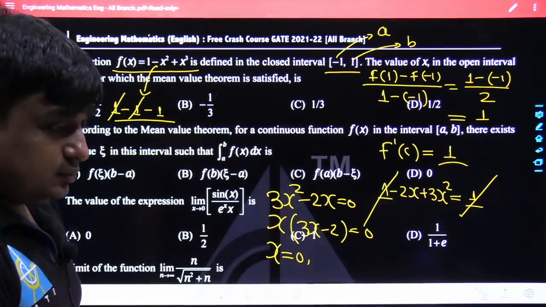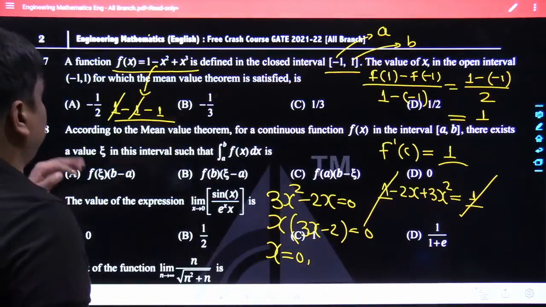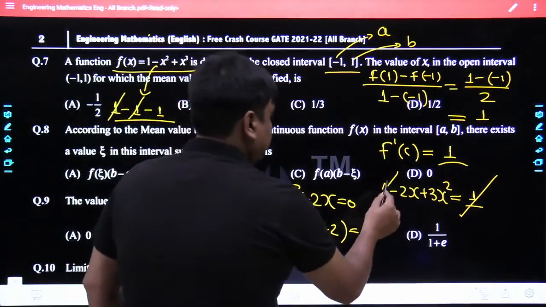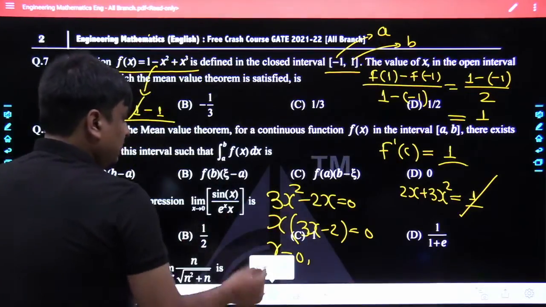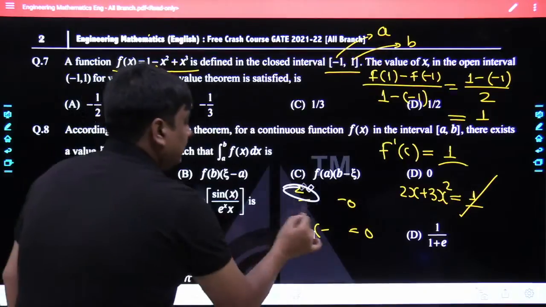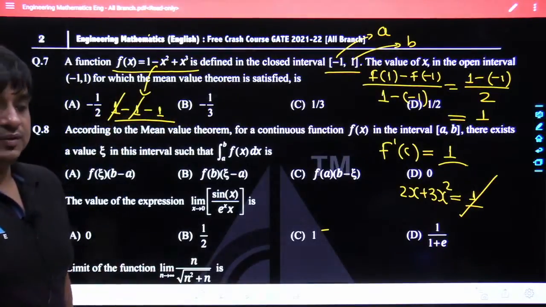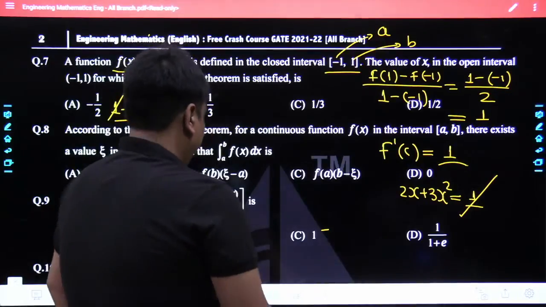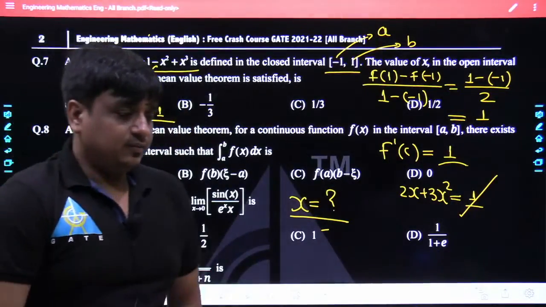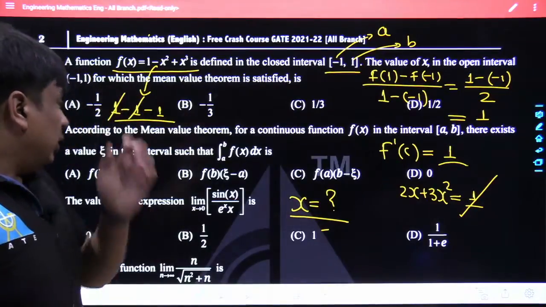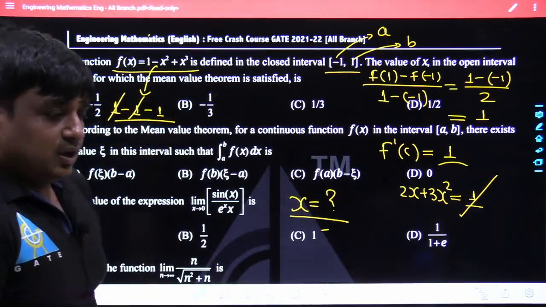Just a minute. Is there any mistake? Anywhere I have made a mistake? Yeah, here I made a mistake. Yes, at the right side. So what will we be doing over here? Get the value of x out of this, and you will get the answer. How much x do we get? Or just by plugging in the inputs you can check which one is satisfied. Tell me what the answer is going to be.